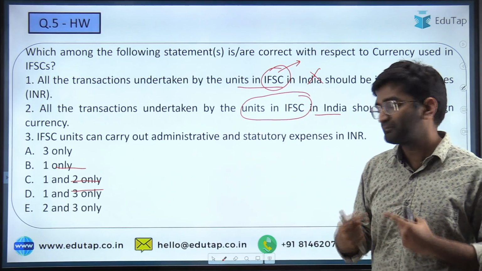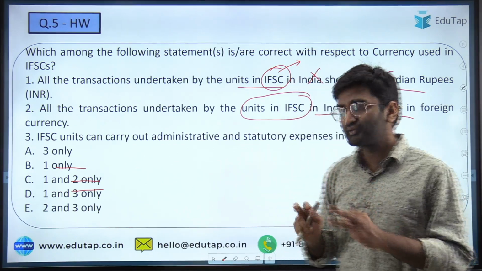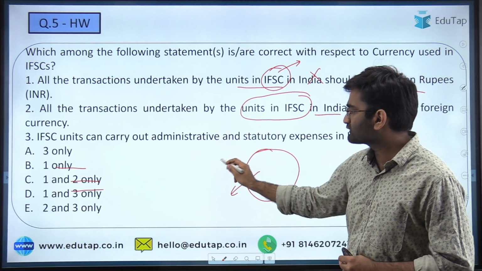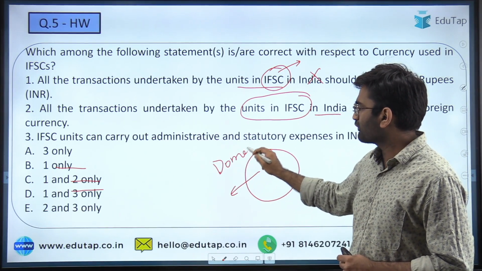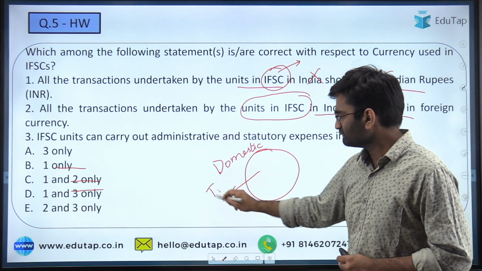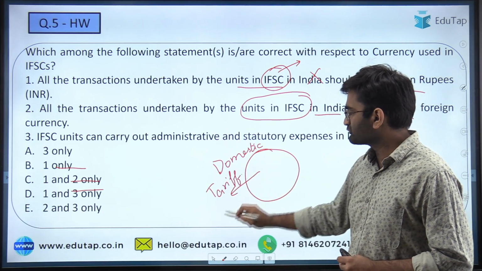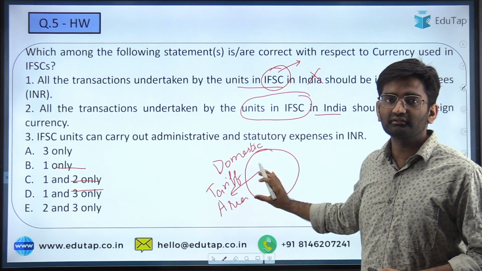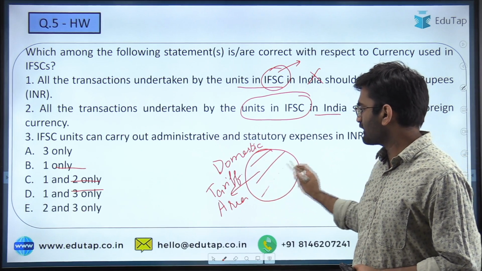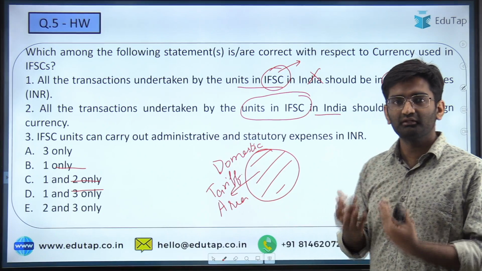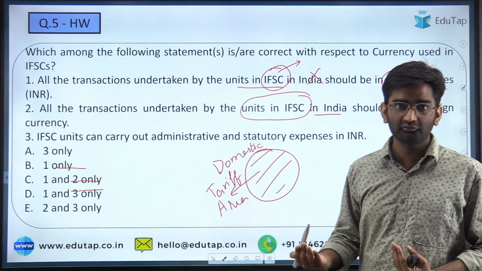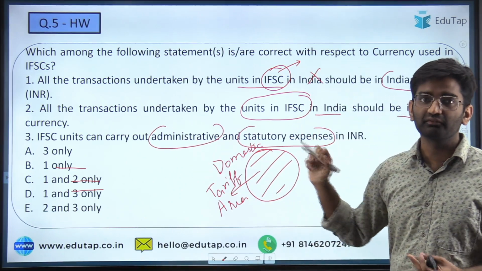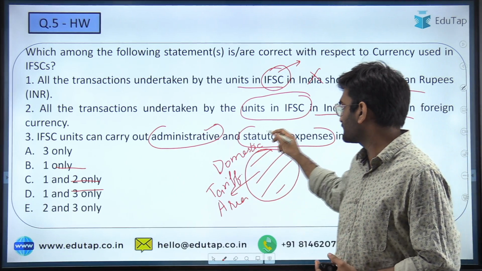but whatever transactions, whatever communication IFSC units have with the domestic territory or the domestic tariff area, the area that is outside the IFSC is known as domestic tariff area. That is the area of entire India excluding these IFSCs. Whatever transactions they have with these entities can be done in Indian national rupee. Obviously within India you will have to transact in Indian national rupee, and that includes the administrative and statutory expenses only. The nature of those expenses needs to be administrative and statutory only.